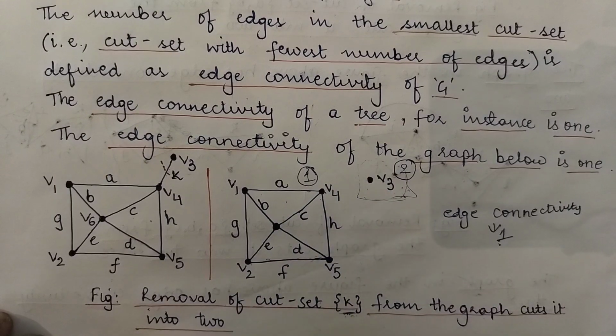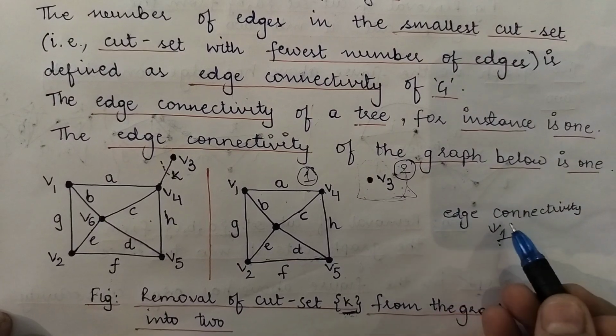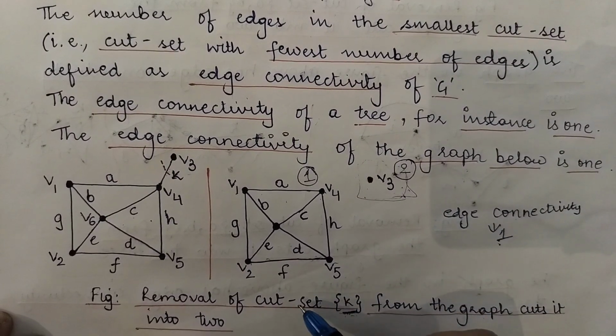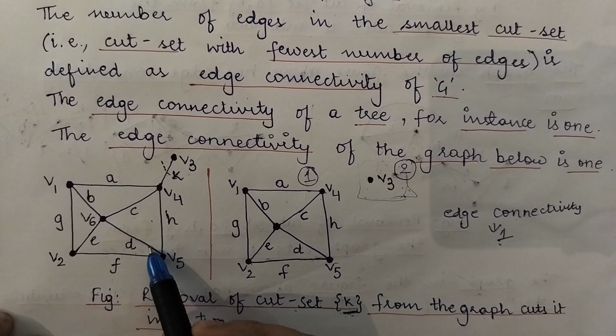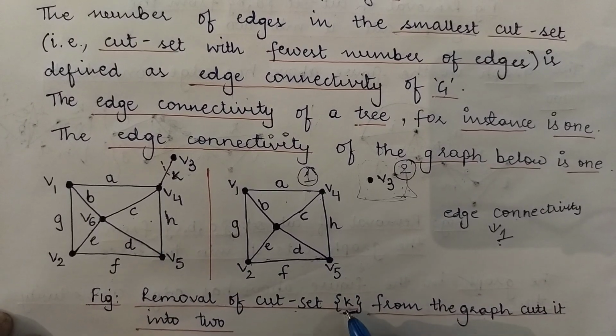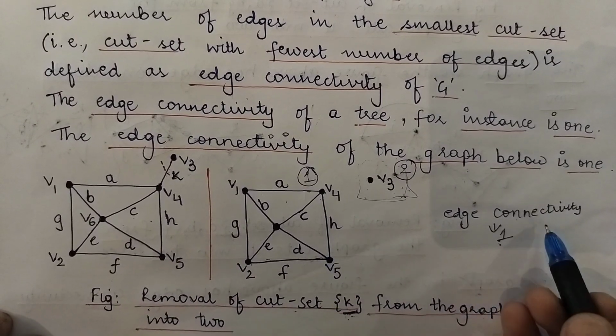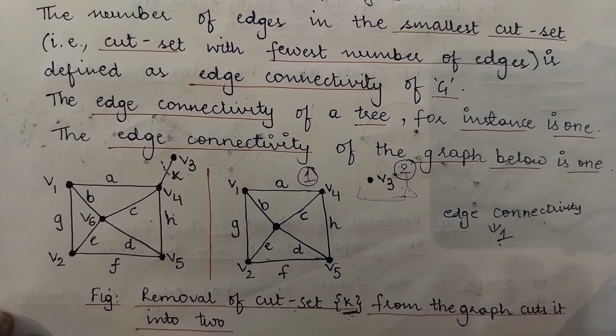Hence, how many edges does this cut set have? It has one edge. So the edge connectivity of this graph is 1, because the smallest cut set is the one with the edge K, which is just one edge. So the smallest cut set for this graph has one edge. Hence the edge connectivity of this graph is 1.